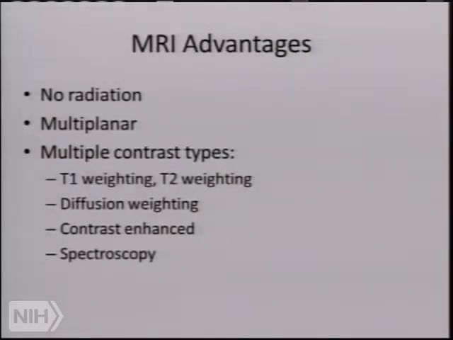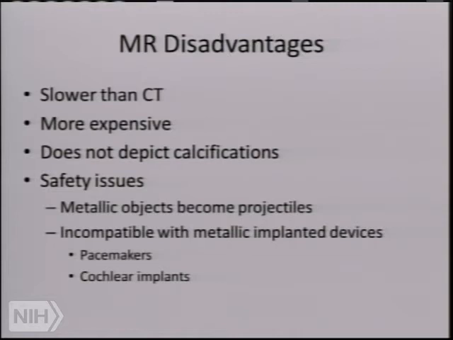Secondly, it's inherently multiplanar. So you can scan not just axially, but sagittally, off axis, any direction that you choose. There are multiple different contrast types. Note in CT, you only have one choice, CT attenuation, X-ray attenuation. In MRI, you can choose T1 weighting or T2 weighting, diffusion weighting, contrast enhanced or non-contrast enhanced, spectroscopic imaging, and that just begins the list. Those are the most common things we do. So it's an extremely flexible technique.